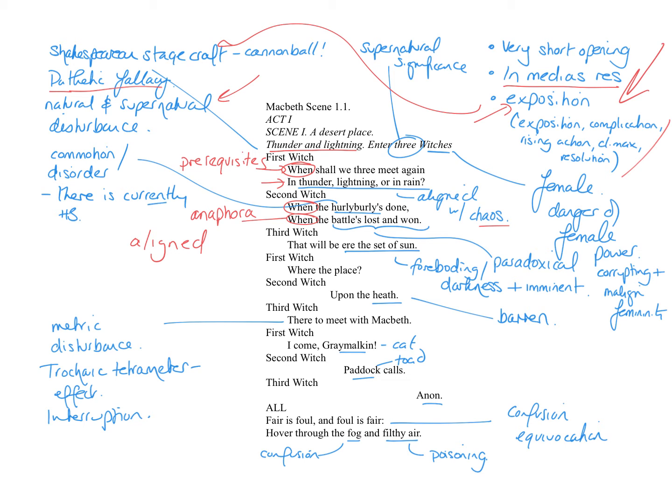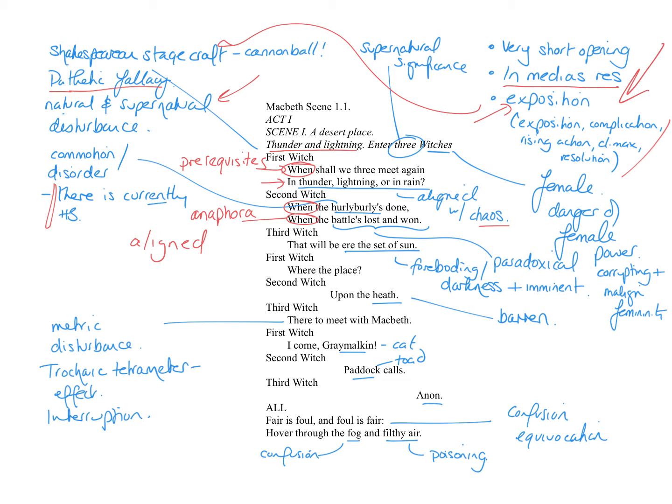So they're going to meet when the hurly-burly's done, and hurly-burly is kind of chaos, disorder, commotion, tumult. And it says, there currently is hurly-burly. For it to finish, it has to exist. So things are currently in a state of confusion.